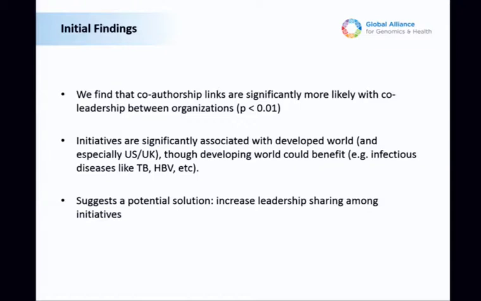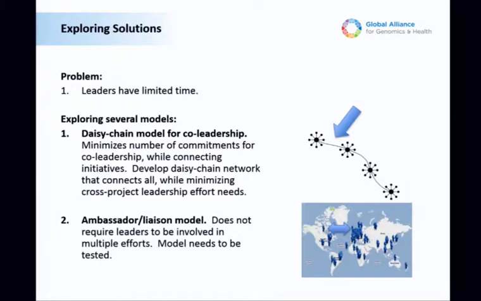When we start thinking about these initiatives in terms of how to do collaborations, this kind of way may help to motivate people to work together. And so increasing leadership among shared initiatives is one way of potentially increasing collaboration. And the same thing could be true in the Global Alliance too, within its work groups, if there is shared leadership among the work groups. And so really the problem is that leaders have limited time. So every leader can't be in every other committee, right?